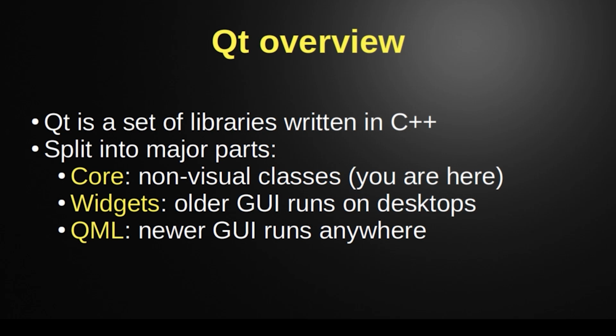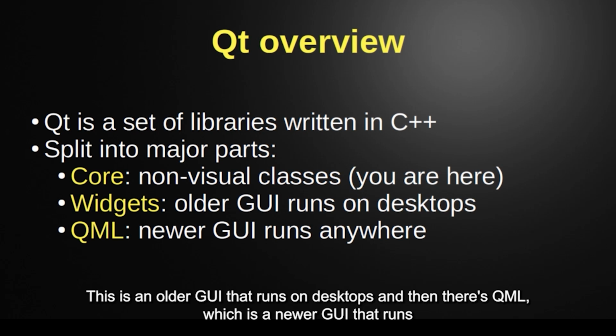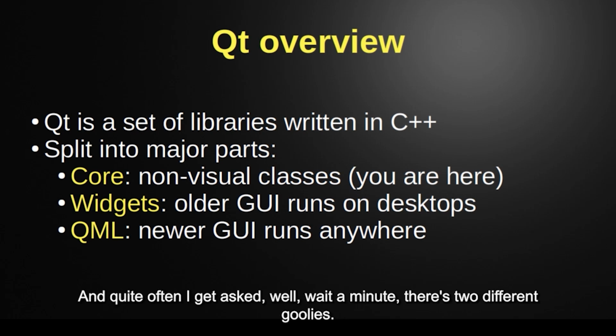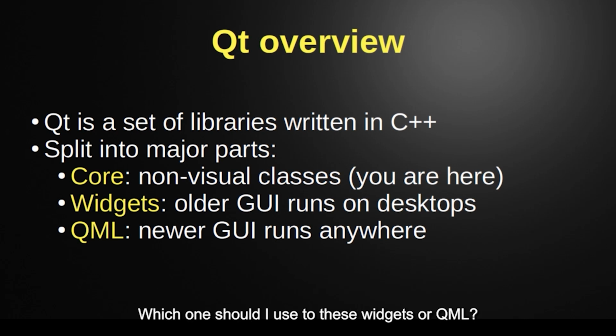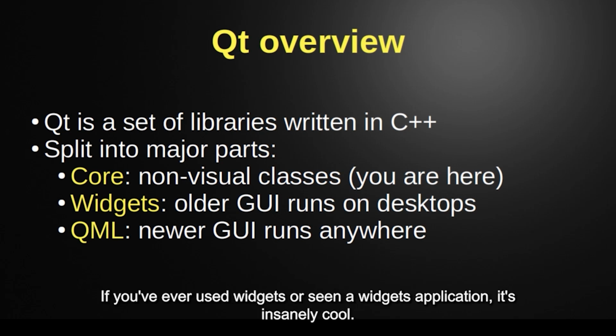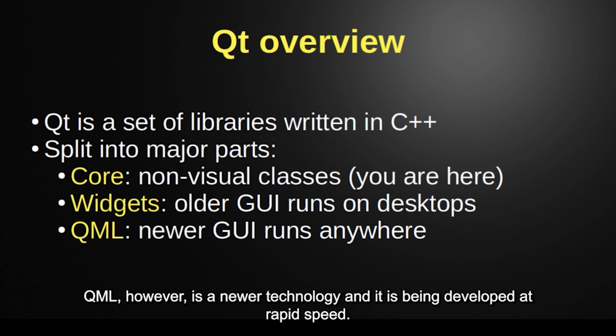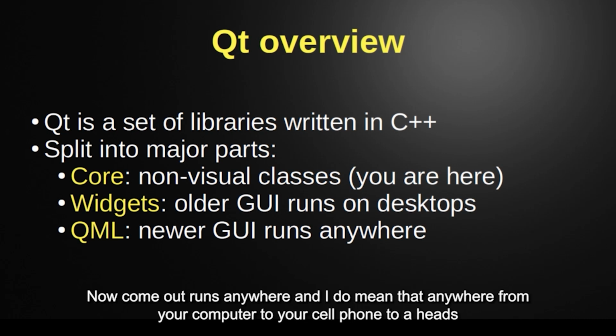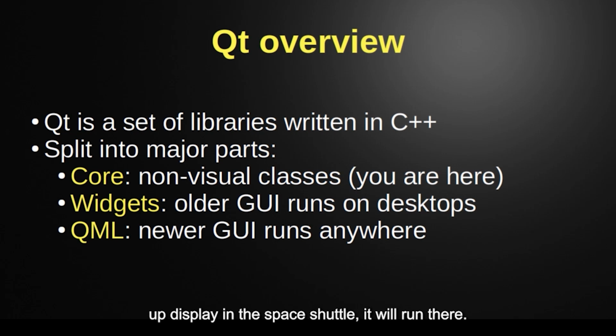Then there's Widgets. This is an older GUI that runs on desktops, and then there's QML, which is a newer GUI that runs anywhere. Quite often I get asked, wait a minute, there's two different GUIs. Which one should I use, Widgets or QML? Well, Widgets is the older technology, and I suspect they will start phasing that out over time, although it is very professional. If you've ever used or seen a Widgets application, it's insanely cool. QML, however, is a newer technology, and it is being developed at rapid speed. QML runs anywhere, and I do mean anywhere, from your computer to your cell phone to a heads-up display in the space shuttle, it will run there.